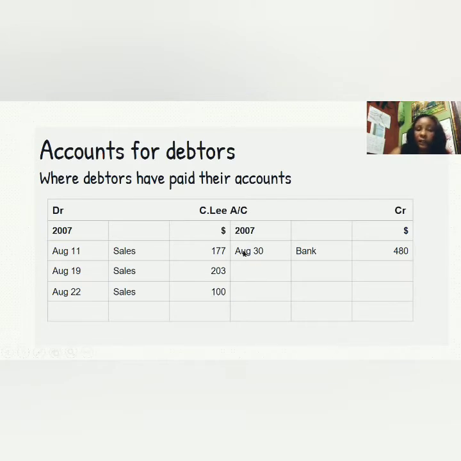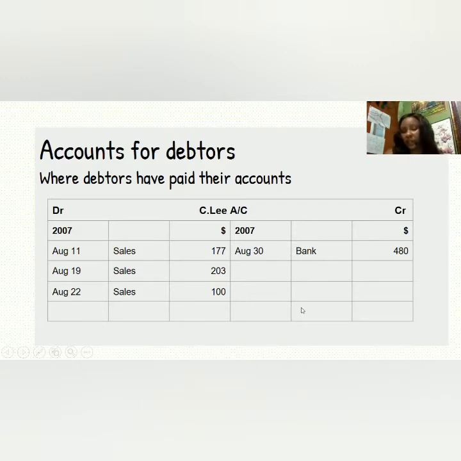Now, at the end of the month, August 30, it says bank 480. Do you know what this means? I'm sure you do. It means that on August 30, Sealy paid us by what? By check. And that's why we have the bank account, 480.